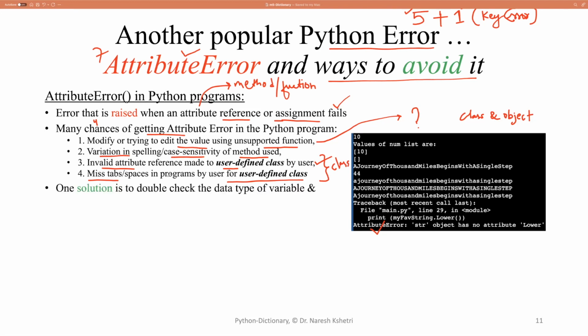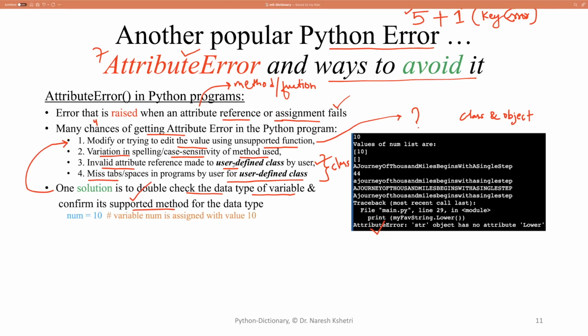One solution is to double check the data type of the variable and confirm its supported methods. So for the first solution, we check the data type, whether it is integer, float, and what type of functions it normally supports, so that we can fix the first error we are getting as attribute error. Something like this: we have a variable assigned num, and we apply the remove method over that variable, and here we get the attribute error.